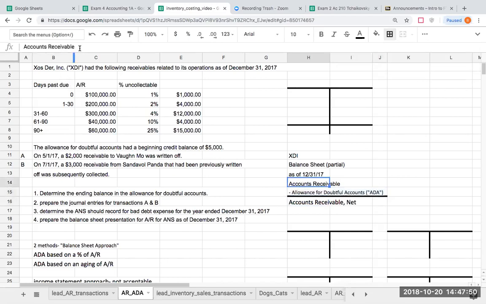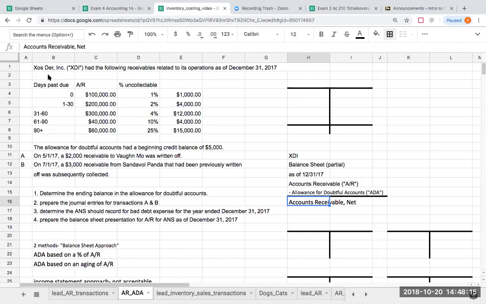Again, we'll try to make lives a little bit easier on ourselves. We'll call this AR. Okay. So what we're ultimately trying to do is show accounts receivable less our allowance for doubtful accounts, which gives us accounts receivable net.